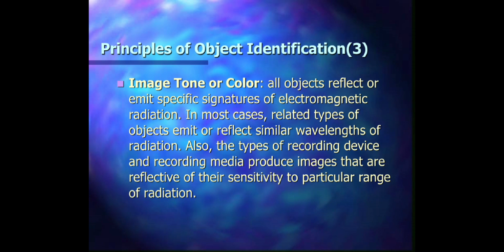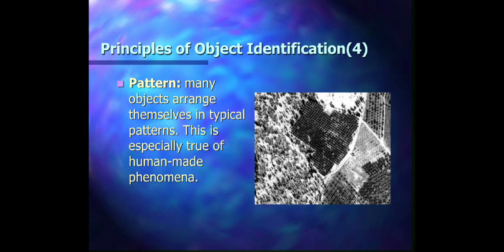Another principle of object identification is image tone or color. How does the color reflect or emit energy or electromagnetic radiation? In most cases, related types of objects emit or reflect similar wavelengths of radiation. So the recording device and recording media produce images that reflect the sensitivity to a particular range of radiation. Another thing is patterns of buildings or city areas.